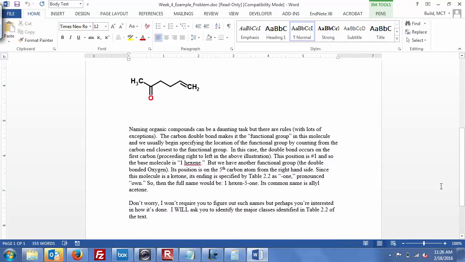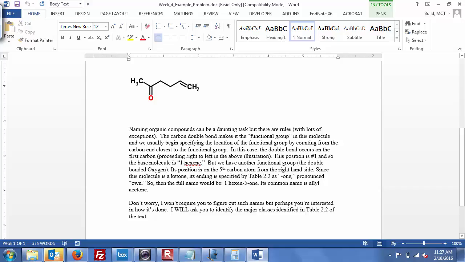Naming organic compounds can be a daunting task, but there are rules with lots of exceptions. The carbon double bond makes it the functional group. In this molecule, we usually begin specifying the location by counting from the carbon end closest to the functional group. In this case, the double bond occurs on the first carbon. So if we proceed from right to left, it's just number 1. So we're going to say this is the number 1 carbon, and it's 1-hexene.